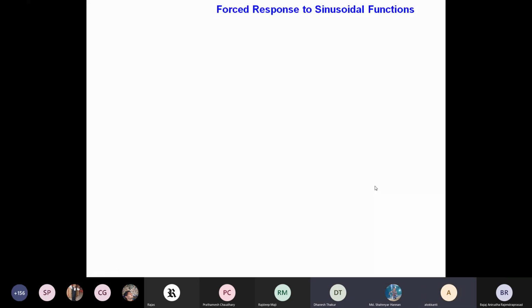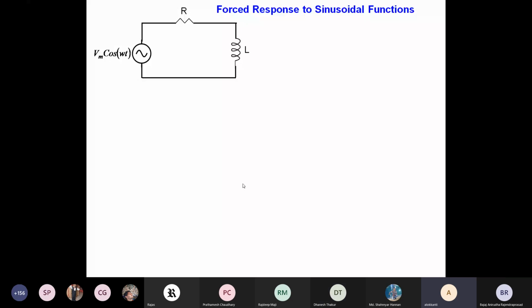Now, if this is the situation, you have an RL circuit fed by an alternating source of Vm cos omega t. Instead of sine omega t, I have just assumed cos omega t, but it can also be done for sine. So we have an RL circuit with Vm cos omega t as the voltage source.